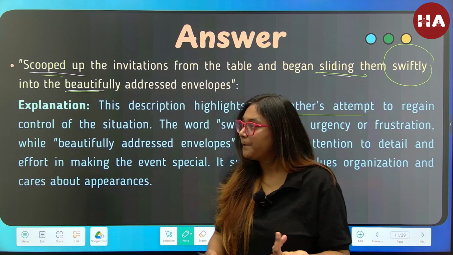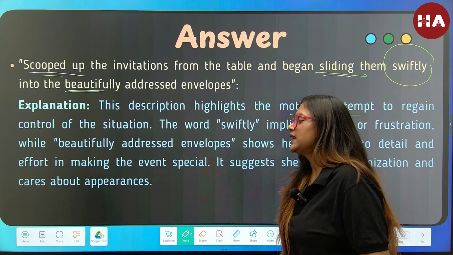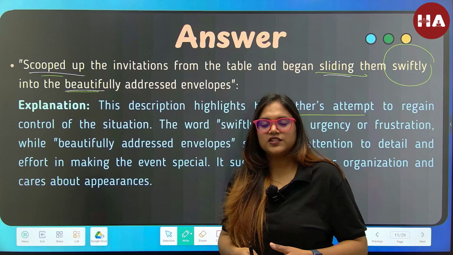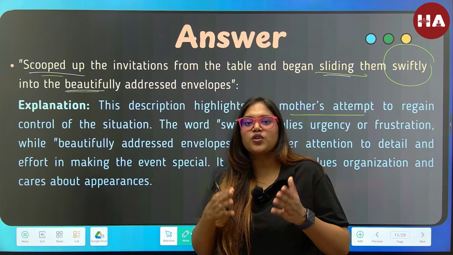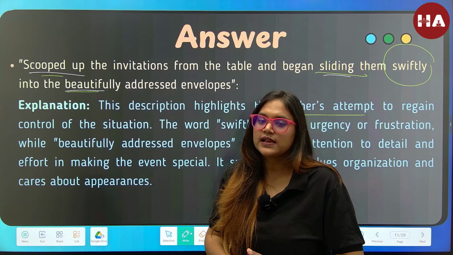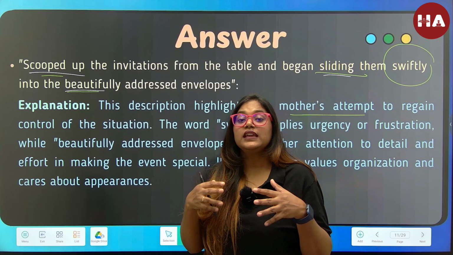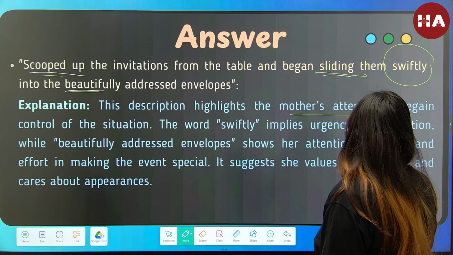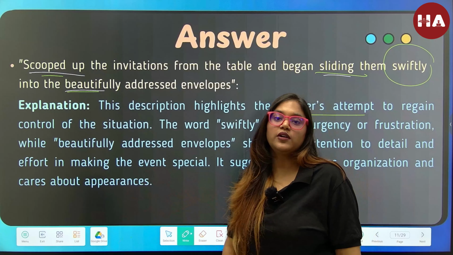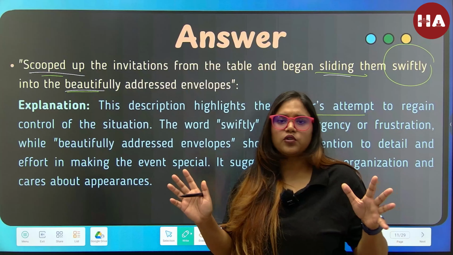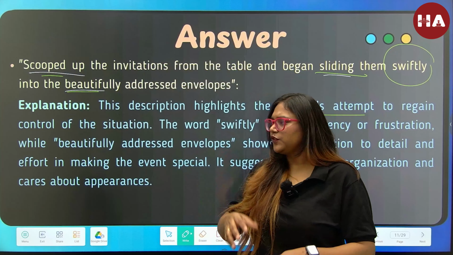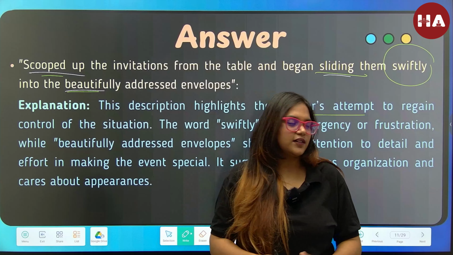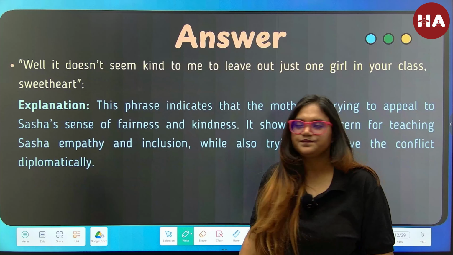This is why beautifully addressed envelopes. It shows effort in making the event special, not only because she likes fancy things, but also her effort to make her daughter's special day even more special and eventful. It suggests she values organization and cares about appearances. A lot you could have written about this, but even if you were able to manage 2-3 points, that is also fine. Let's see the next one.